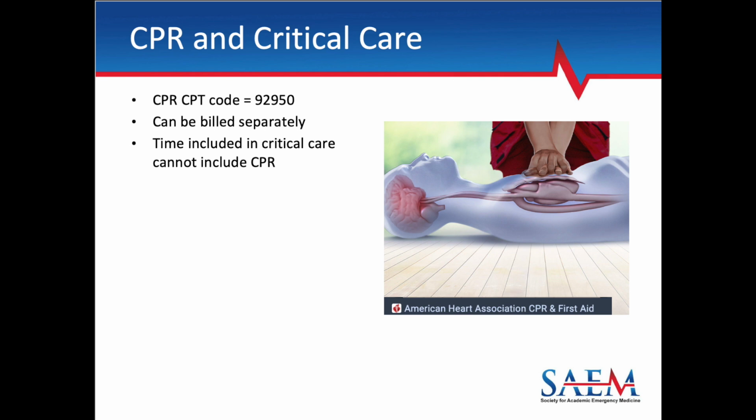CPR falls into the category of separately billable CPT codes, and that code is 92950. For example, if a patient arrives as a CPR in progress, and for the first 8 minutes they undergo compressions and then ROSC is obtained, and then the next 30 minutes are spent in the resuscitation bay due to subsequent hypotension and ongoing care of the patient, there could be 2 billing codes in this manner: the 92950 for the CPR and then the 99291 for the critical care, so long as the post-CPR involvement exceeds the 30-minute minimum.